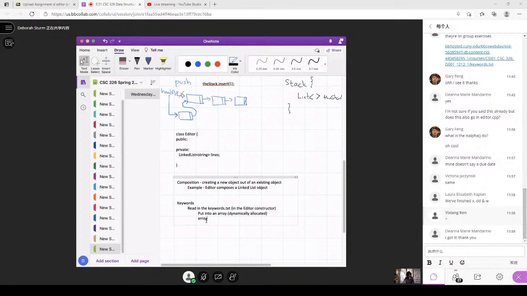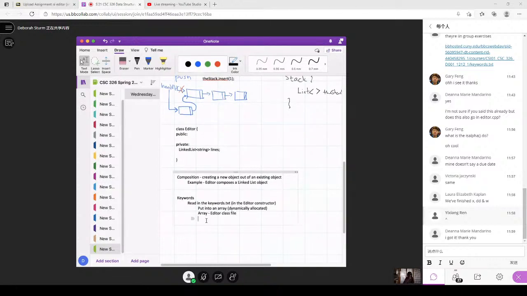That array has to be accessible both in the constructor and in the display. So that keywords array has to be where? So that it's accessible. Editor.h. Exactly. So it has to be in the editor class file. That way, different methods can access it. They read in the keywords. The keywords are in the assignment. Put it into an array. It's already in sorted order.